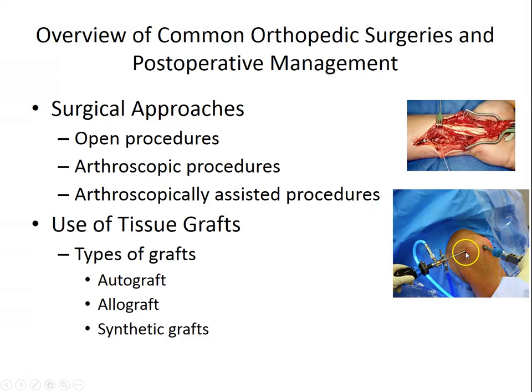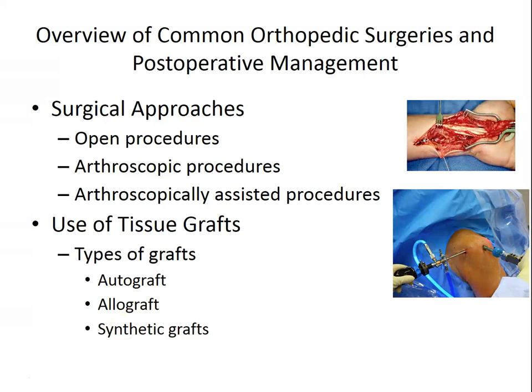The picture on the bottom is an arthroscopic procedure. This is where they make small incisions and they insert different cameras and tools so that they can do their procedure arthroscopically. You can also have a combination of these, an arthroscopically assisted procedure, where they have to do maybe a small incision to open up the tissue, as well as use arthroscopic tools to do their surgical technique.